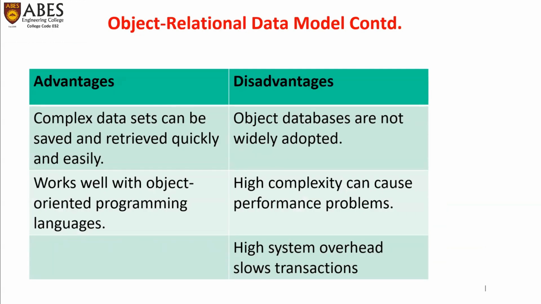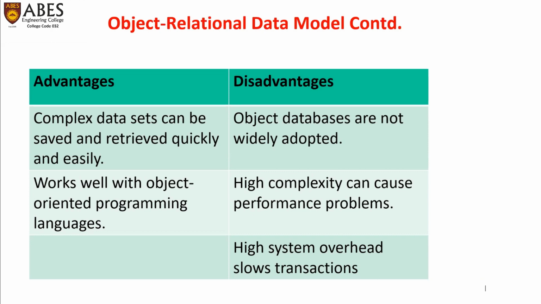The advantage of the object relational data model is that complex data sets can be saved and retrieved quickly and easily. It works well with object-oriented programming languages, as known by the name object relational data model. So it is also using the object-oriented programming language features.